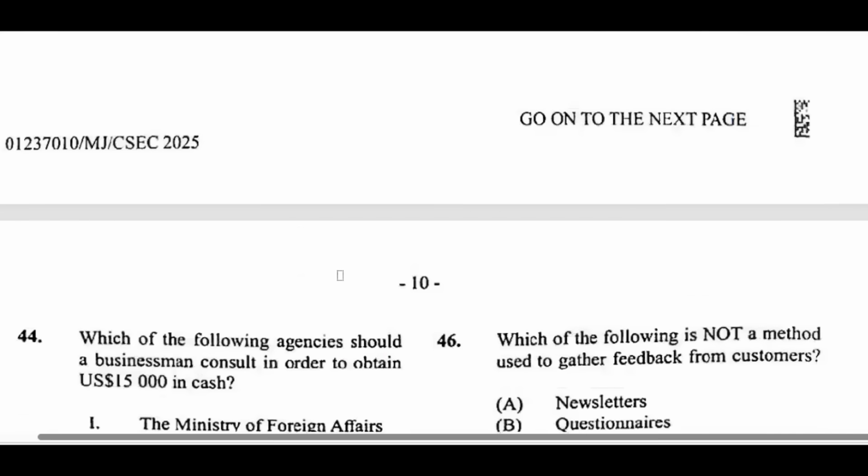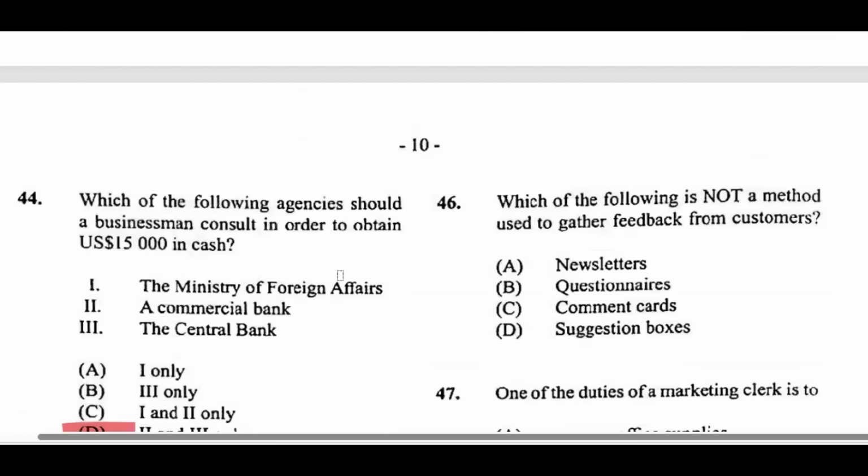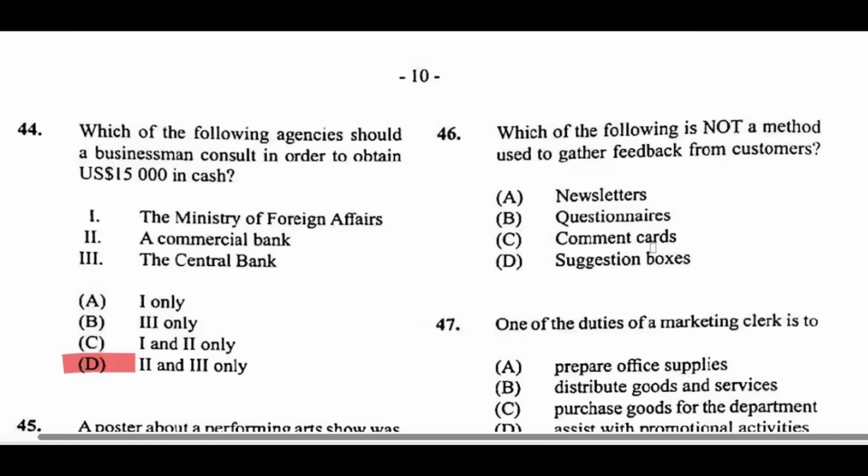Yeah. 46. Which of the following is not a method used to gather feedback from customers? Like if you're doing customer service, this is all about customer service. Which of these is not a method to gather feedback from customers? Newsletters. Comment cards, yes, we use that to get feedback. Suggestion box, yes. Not a method to gather information is a newsletter.